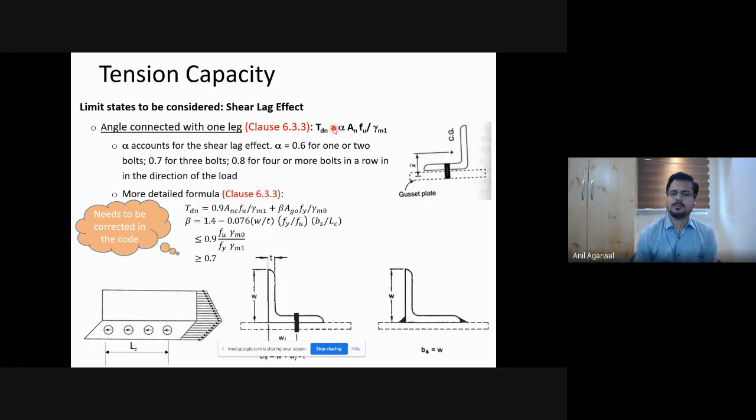I think we are out of time, so I'll stop here today. In the next class, I'll talk about this particular clause of shear lag effect. I hope at least shear lag effect is clear to everyone, right? So I won't have to repeat what is shear lag. What is happening here is that force is getting transferred here. Therefore, a portion of the cross section is not resisting, and that is shear lag.